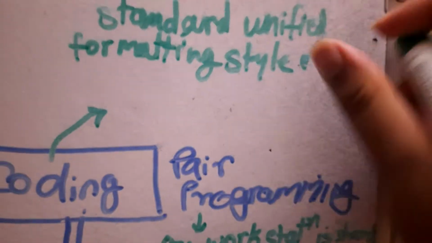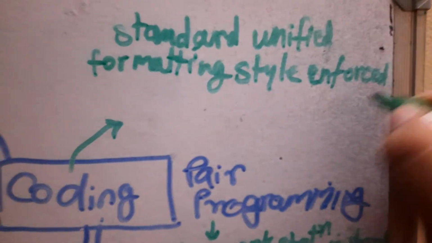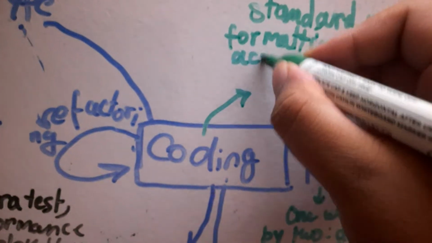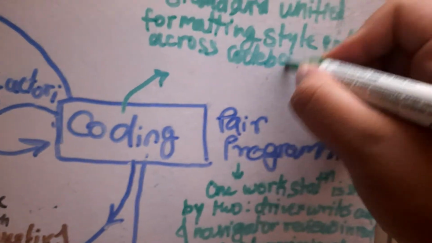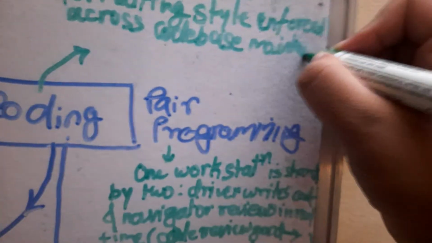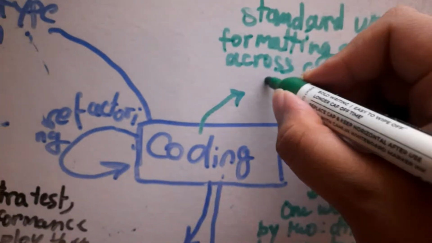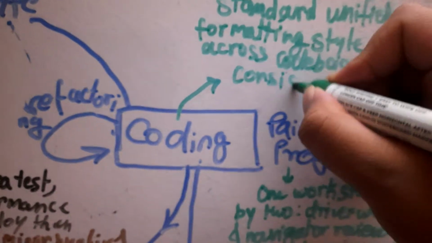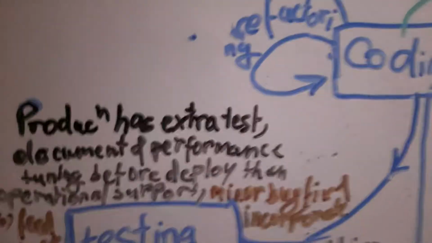Oh my god, my spelling is going wrong. Sorry for that, man. Enforced across code base, maintaining, okay, consistency, like same stuff, similarity, maintaining similarity, so others can also understand it. Now refactoring time.